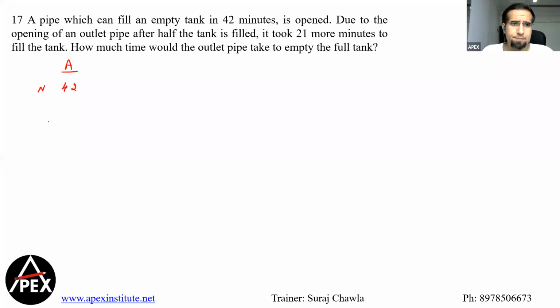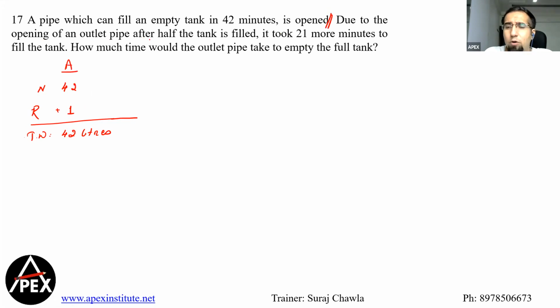Now, since nothing else is given, let me assume total work as the LCM of whatever is given. So therefore, I'm assuming that the total capacity of the tank is 42 liters, and this tap is going to fill 1 liter per minute. Clear, guys? Now let's understand the question till here.